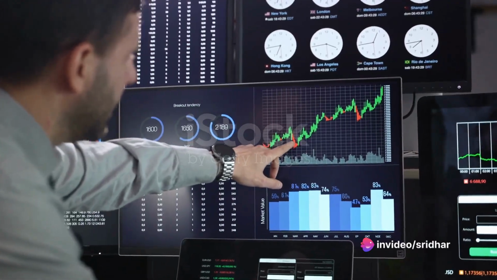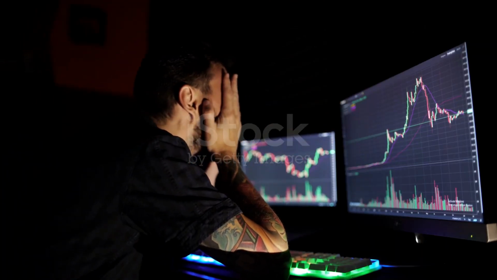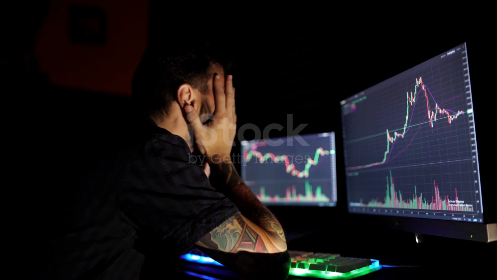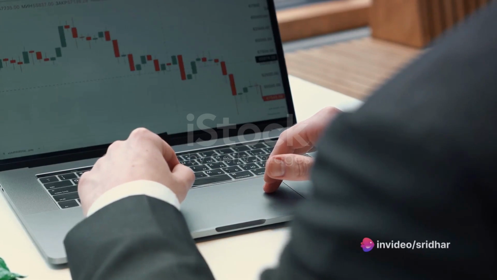Next, we'll explore Fibonacci extensions. This is where we'll delve into predicting potential price targets, but that's a story for another scene. Until then, keep practicing and happy trading.